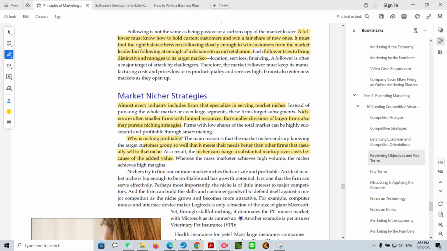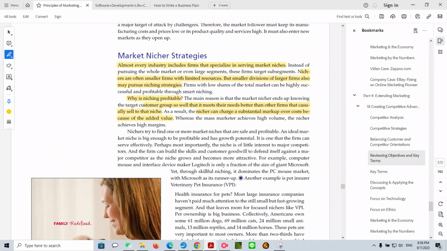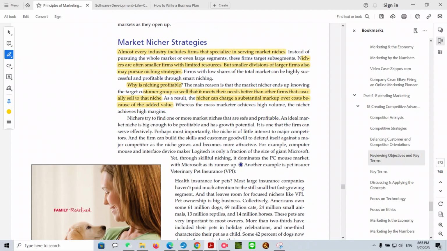This is a specialty that very few people have, and because very few people have it, the supply is low. The supply is low, that means the price has to be higher. As long as there's at least some demand, we have less supply, that means a higher price. Nichers try to find more and more market niches that are safe and profitable.